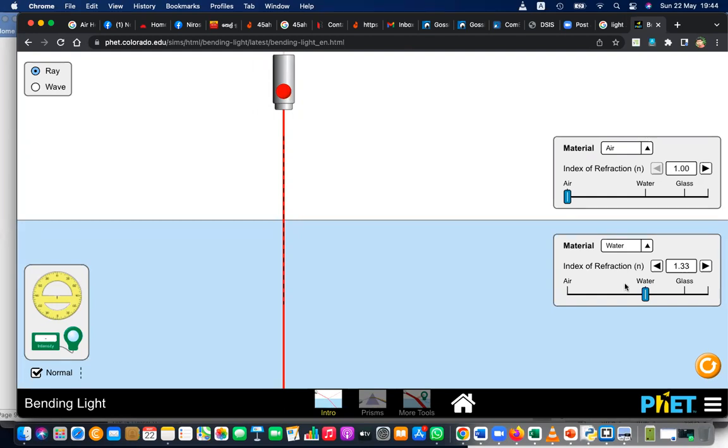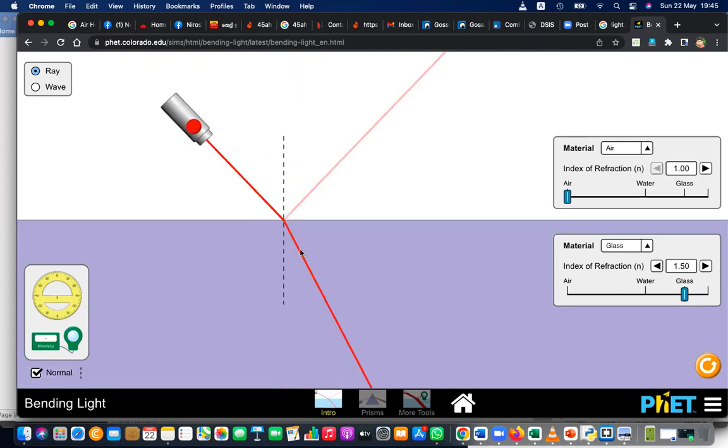Right? So based on this, it depends on the index of refraction. In water, this is the refraction. In glass, the refraction will be more than this. You can see the bending angle is more than water. So I think now you can understand the physics behind this.